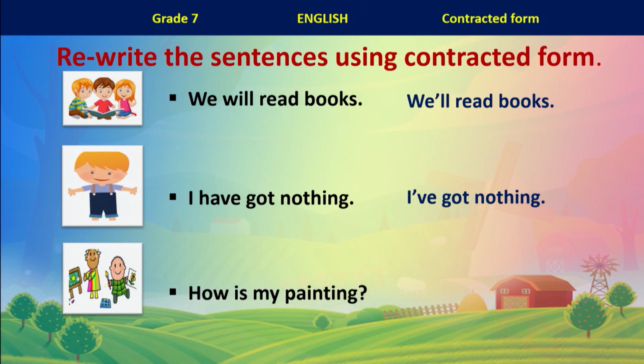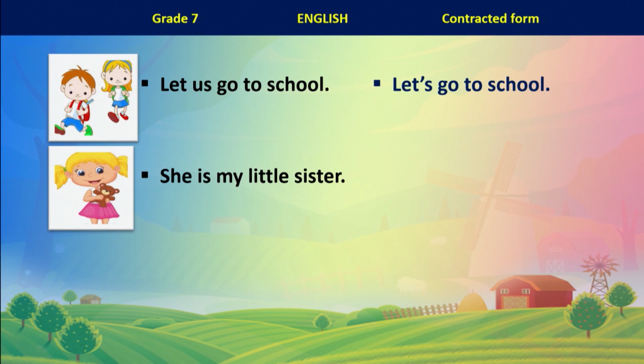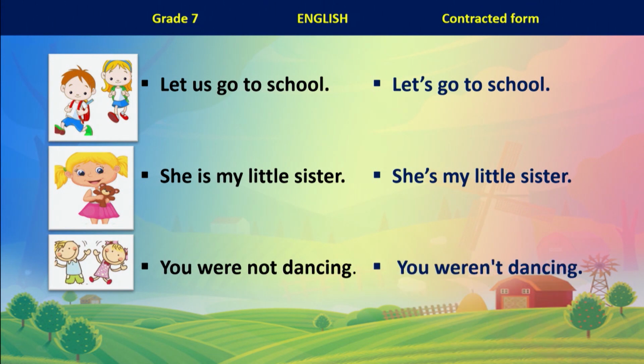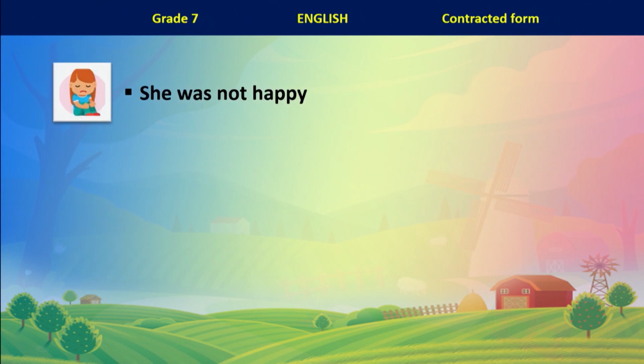How is my painting? How's my painting? Let us go to school. Let's go to school. She is my little sister. She's my little sister. You were not dancing. You weren't dancing. She was not happy. Okay, children, we'll do this together. She wasn't happy.